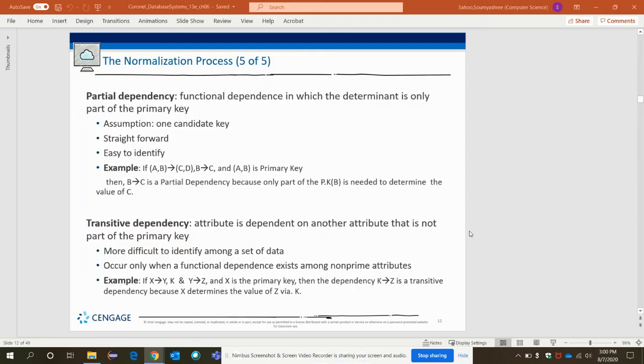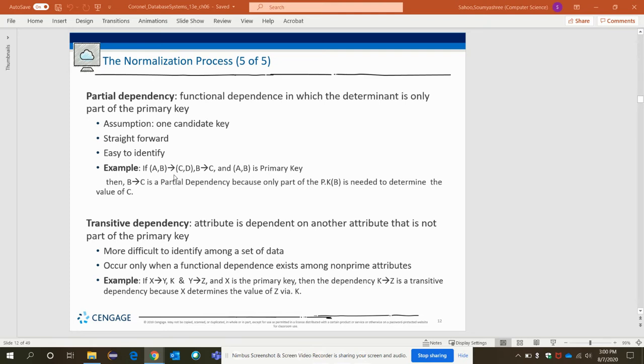Then there is another term called full functional dependence, in which the whole primary key is able to determine all the other attributes in the relation. That is called the full functional dependency.